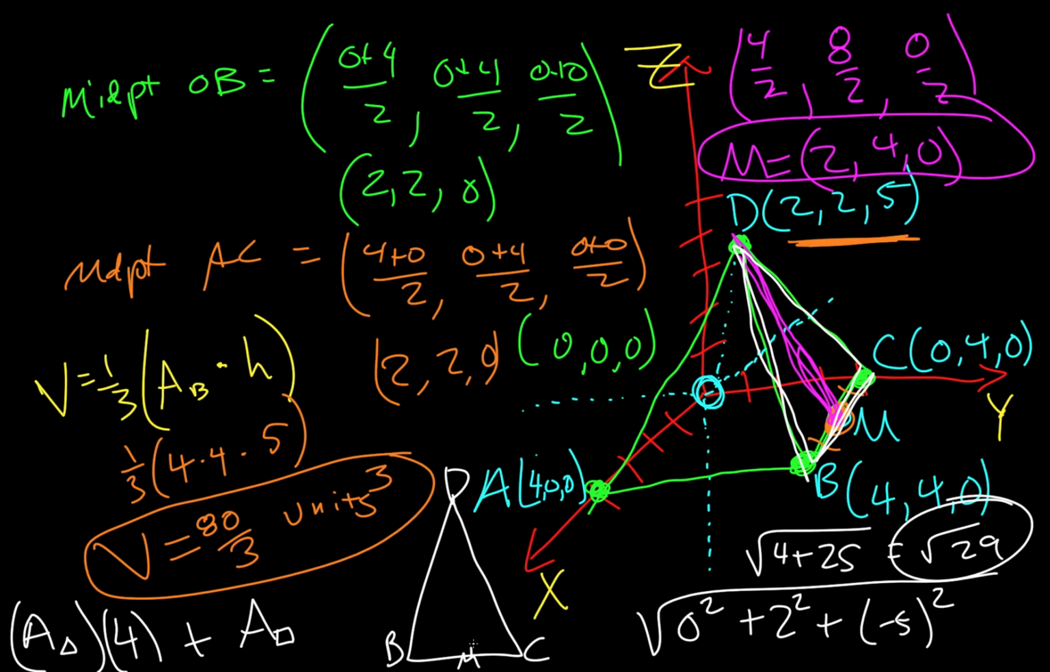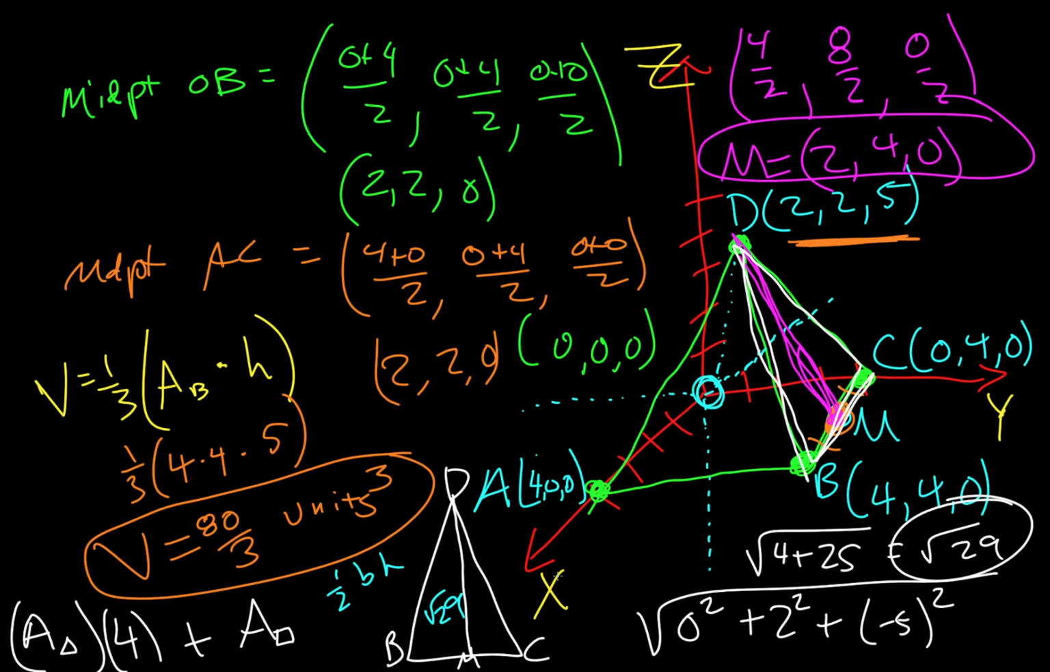So if we look at B, C, D, so I'm taking this face. We have our M, which is going to tell us our height. And the area of the triangle is just going to be 1/2 base times height. So our base is the distance of BC, which we can't remember. Did we just find that? Is that the last thing we found? No, that was MD. So MD is the height, so I'll write that in. So this is square root of 29.